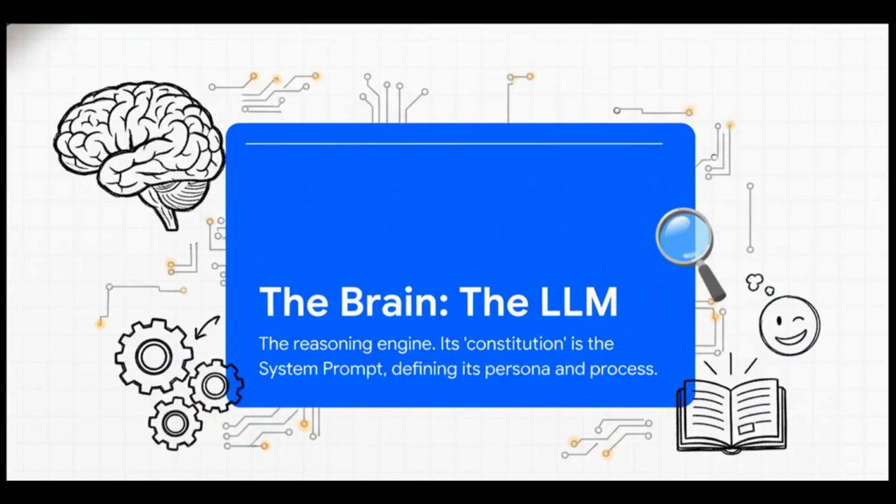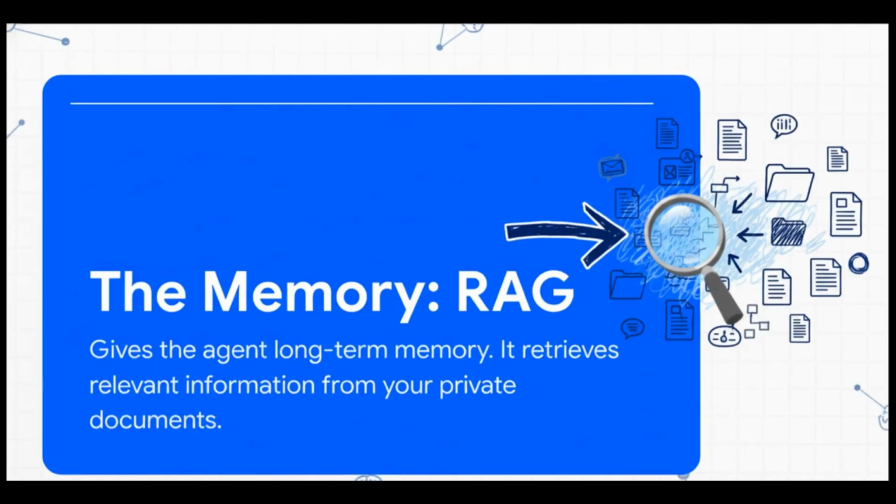First up is the brain. This is your large language model, or LLM, something like GPT-4o. Now, it's super important to think of the brain not as a database of facts, but as a pure logic engine. It's a reasoner, and we program its personality and behavior using something called the system prompt, which basically acts as its constitution.